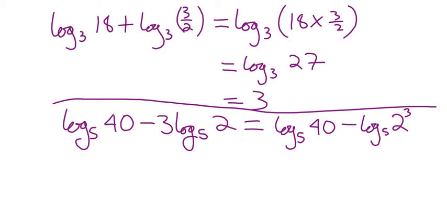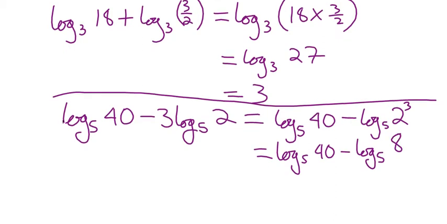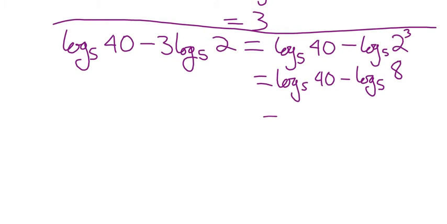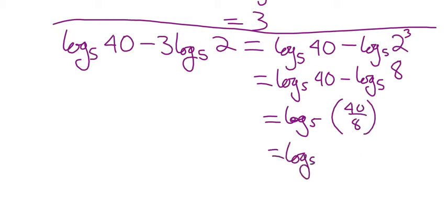Okay, now what's log base? So we got log base 5 of 40 minus log base 5 of 2 to the power of 3, which is 8. We've got the difference of 2 logs, so that gets written as the log of a quotient. And 40 divided by 8 is 5, and the log base 5 of 5 is 1, right? 5 to the 1 gives you 5.